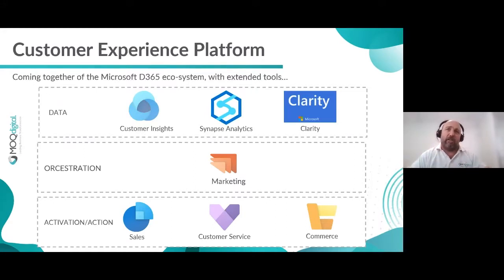So the customer experience platform, the way to think about it, I've drawn this picture up just to illustrate how it fits together. It's really three tiers. It's going to be about data. So Customer Insights is the thing that provides us intelligence around that data, ably supported by Synapse Analytics for more advanced type scenarios, combining that information together, and then Clarity for web-based interaction. Orchestration, where the real meat of this happens, is going to be driven by Dynamics Marketing, and then obviously activation or action. So based on somebody completing a marketing journey, activation happens in sales or in customer service or through some sort of commerce channel driven through Dynamics Commerce. So this is really how those products fit together.